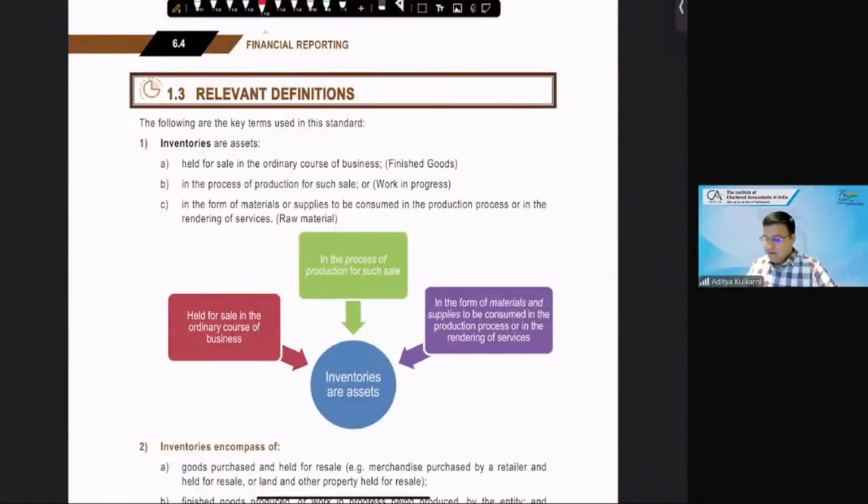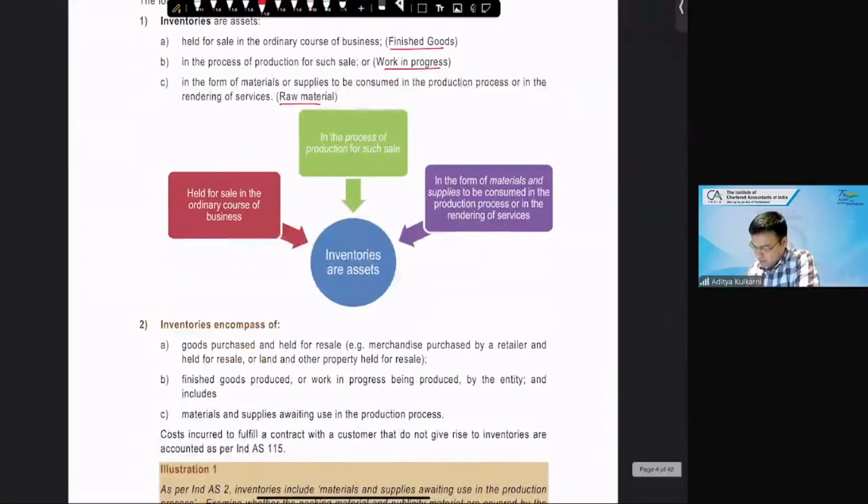Now coming to the definitions finally. So, what is inventory? This is something all of us are well aware of. Well, inventory are assets held for sale in the ordinary course of business. So that would mean your finished goods, in the process of production for such sale, work in progress, in the form of materials or supplies to be consumed in the production process or in the rendering of services. So that would be your raw materials.